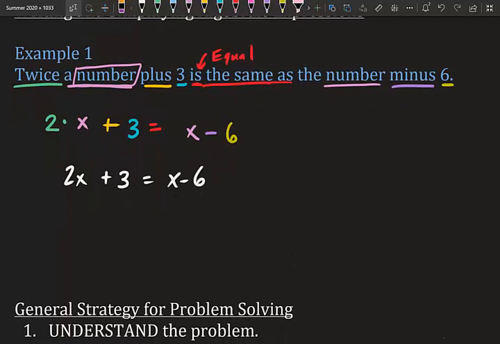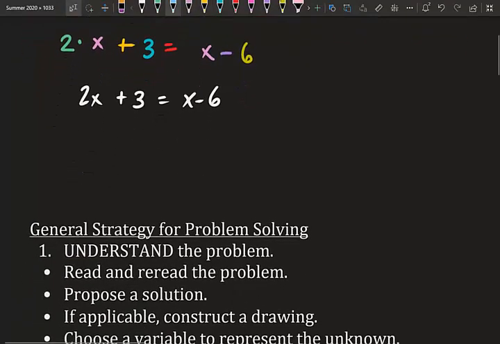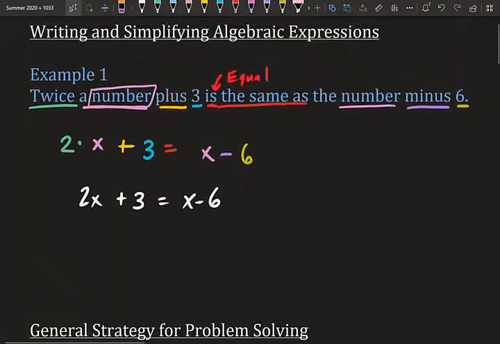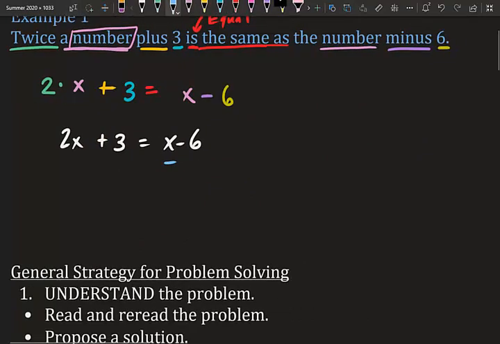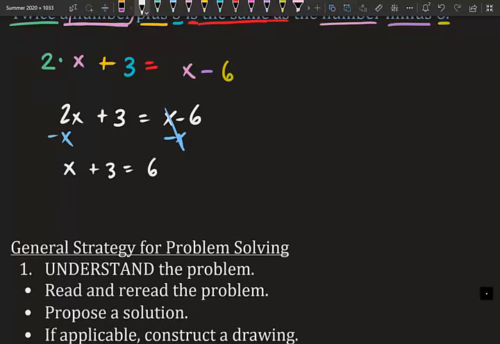We should be pretty good at solving for variables now, right? We got a grasp on it in 2.1. So the first thing we're going to do is subtract x from both sides. When we do, 2x minus x is x, plus 3. So we're left with x plus 3 equals negative 6. Now we subtract 3 from both sides, and we get x equals negative 9. So the number is negative 9.